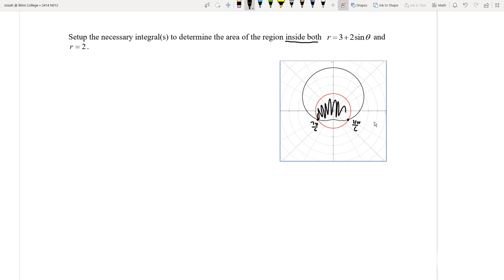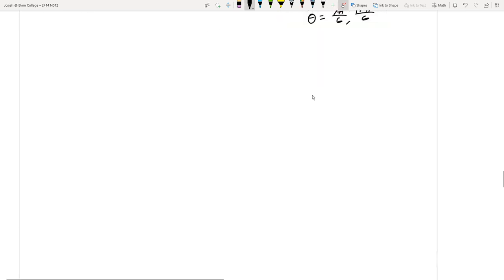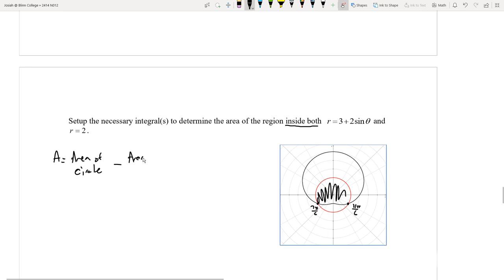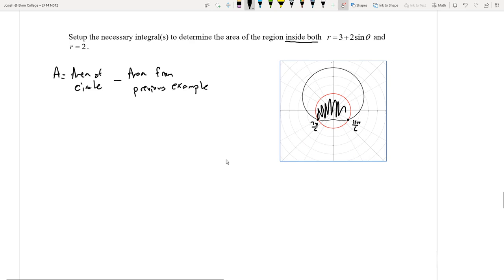And so the best kind of setup that we're actually going to be able to do here is instead of splitting it up into 2 separate integrals and working with it that way, in this particular situation, since we have a circle, what we want to do is use the area of a circle and then minus the area from this guy here, right, which is the previous example. So minus the area from the previous example. That's going to be the best way to set up this integral.